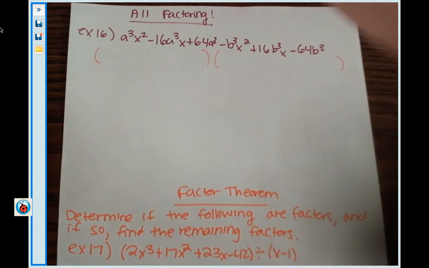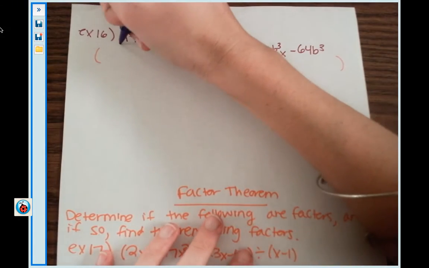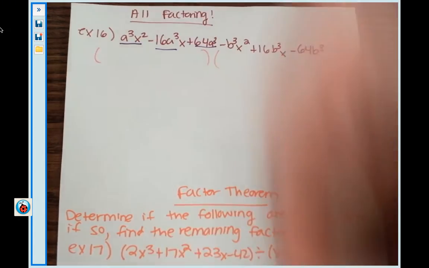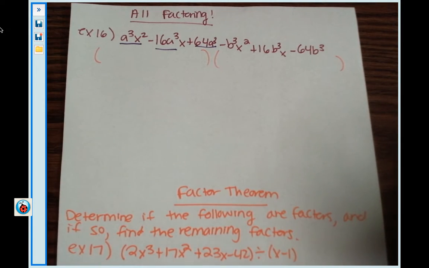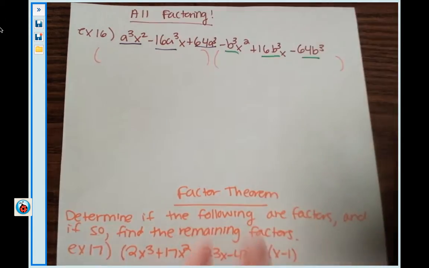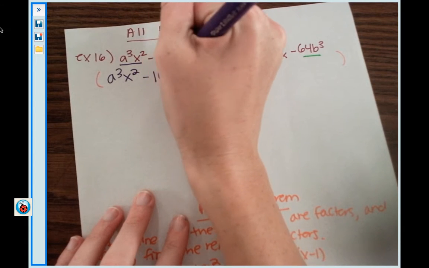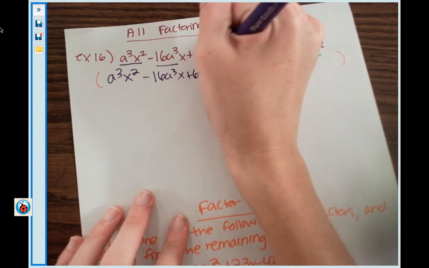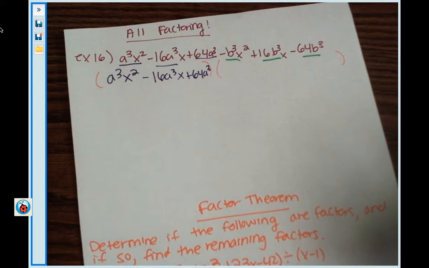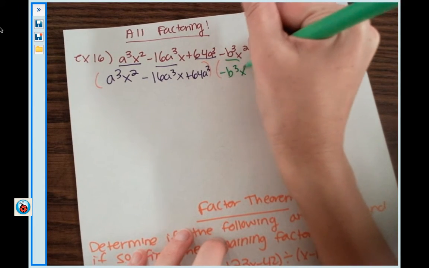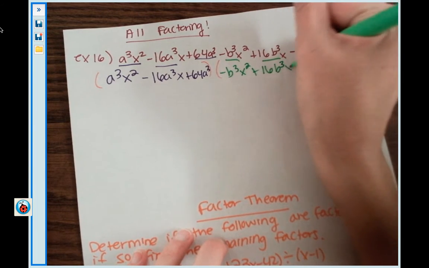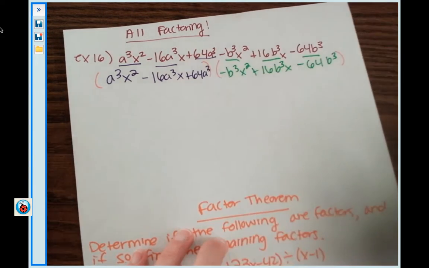Holy hot dog, you guys are so smart. I agree. I think our 3 terms are going to be the ones with the a's in them, and the other 3 terms are going to be the ones with the b's in them. These 3 have b's in them, and the purple terms have a's in them. So that's how I'm going to group mine together. I have a to the third x squared minus 16a to the third x plus 64a to the third. In my second parentheses, I have negative b cubed x squared plus 16b to the third x minus 64b to the third.